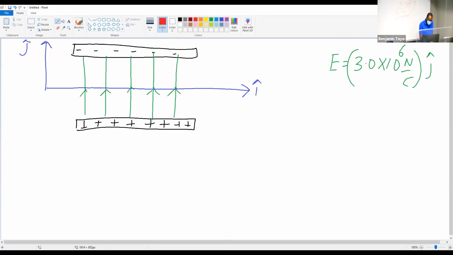Now, I'm going to take a small particle here. This is a proton. I will give it some initial velocity, and that initial velocity is VI. It's equal to, let's say, 2.6. Now, again, let's just forget about gravity.